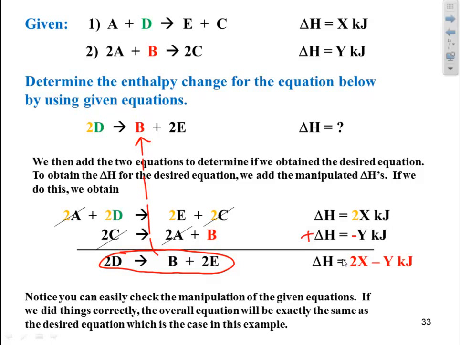Notice you can easily check your manipulation of given equations. If you did everything correctly, the overall equation will be exactly the same as the desired equation, which in this case, it is, in an example.